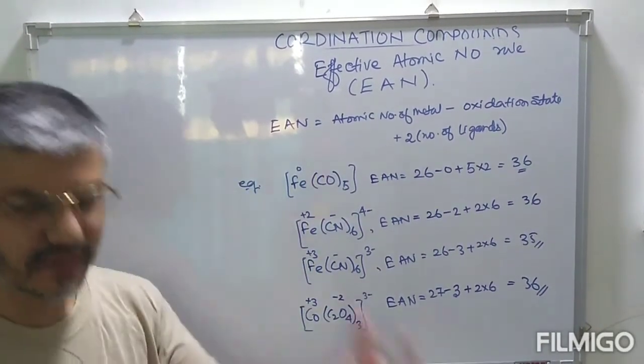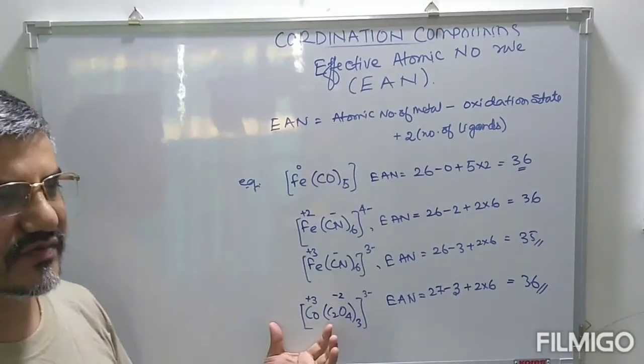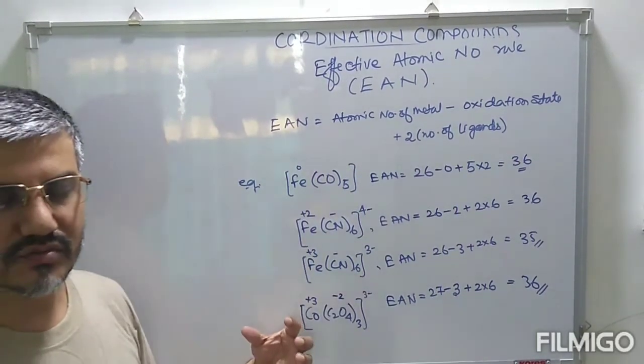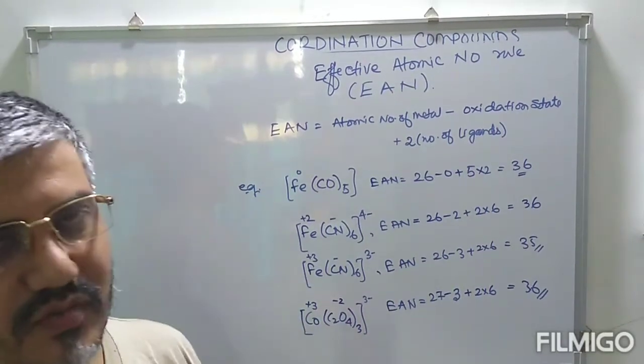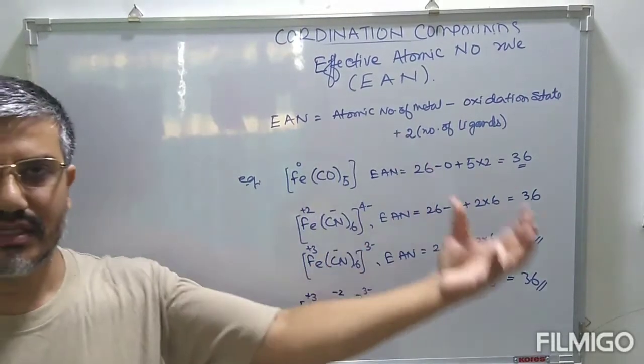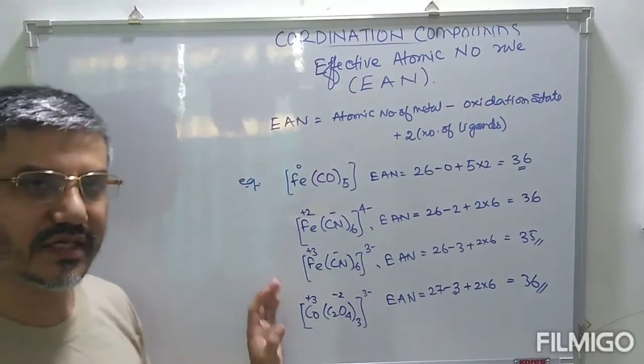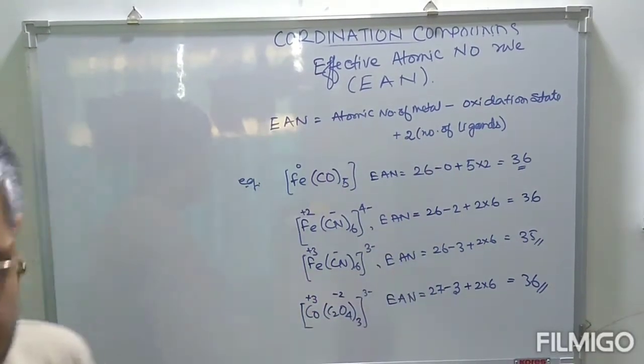In many cases, this rule may be violated. But in the majority of cases, what we find is that when the ligand forms bonds with the central metal, the effective number of electrons present in the metal comes out to be mostly the next noble gas atomic number. This is simply the calculation of effective atomic number.